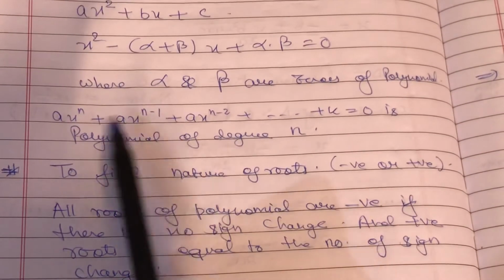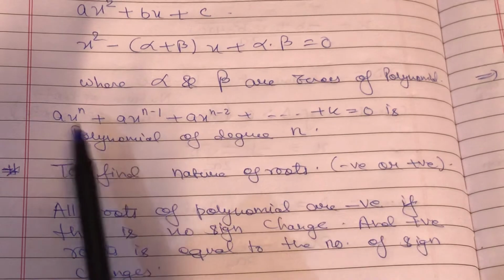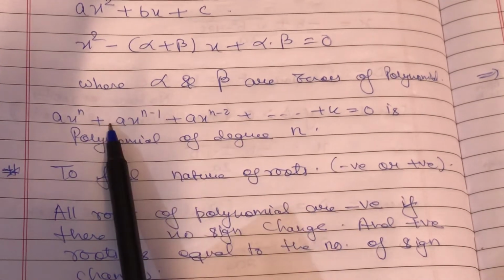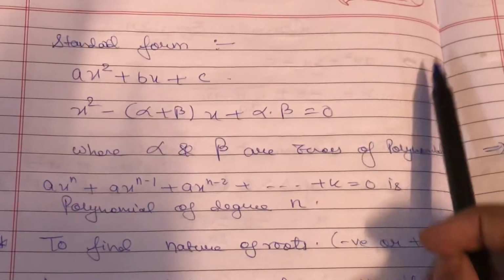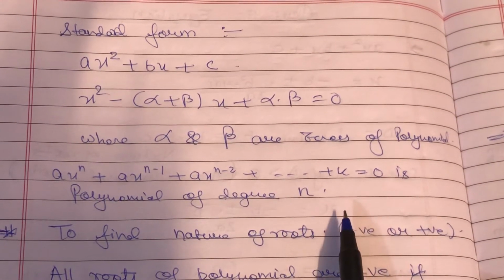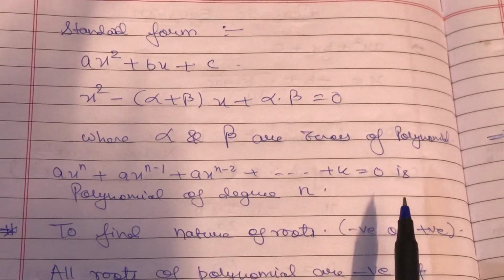Now, this is the standard form of a polynomial, that is ax to the power n. This is a polynomial of degree n. This also we know. I'm just trying to correlate our syllabus with competitive exam. What extra we need to do, right?